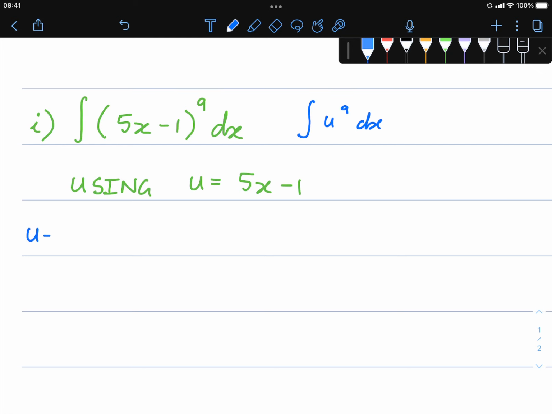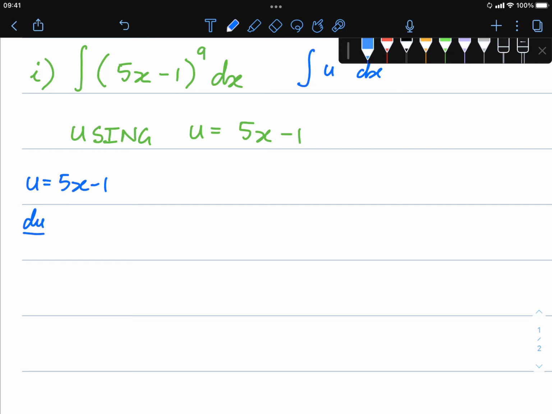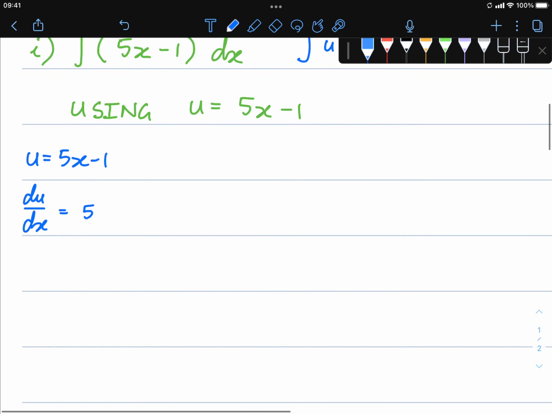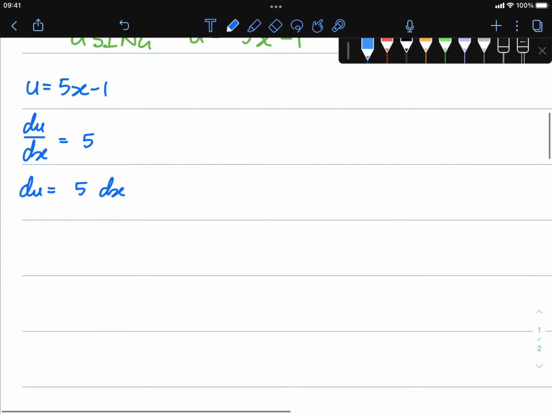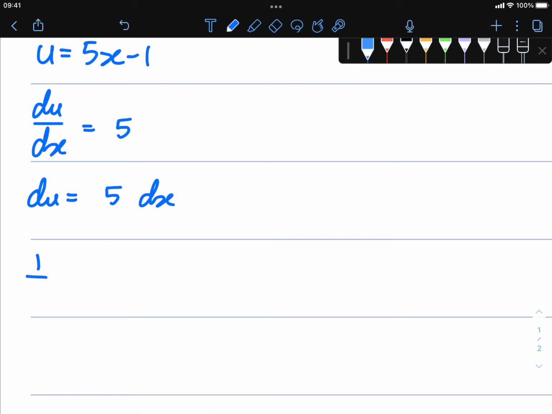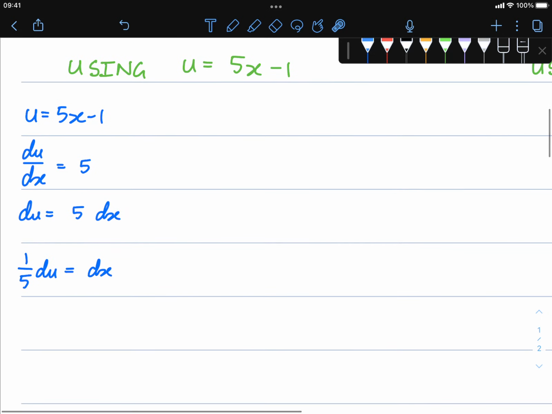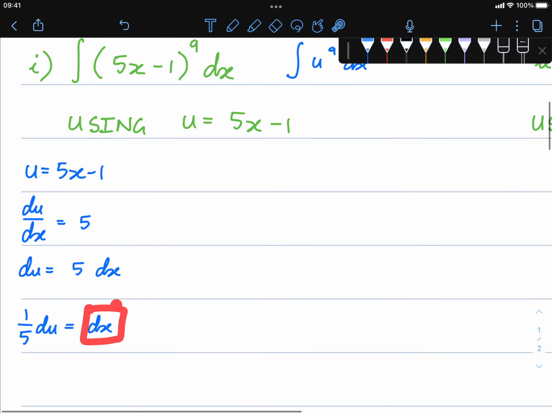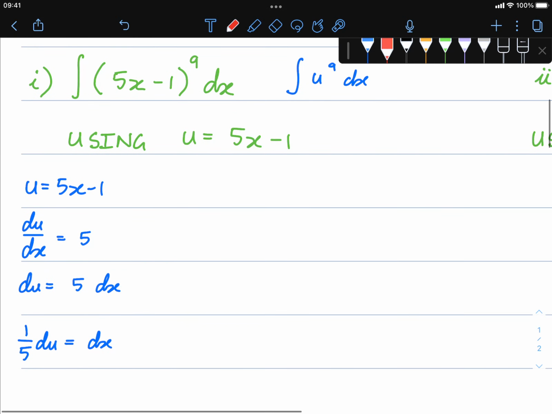So we go u equals 5x minus 1. du over dx, that's just 5. We multiply both sides by dx, and we divide by 5. So we get 1/5 du equals dx. It's actually this substitution as well that we're going to use. So let's take a look at what happens when we do this.